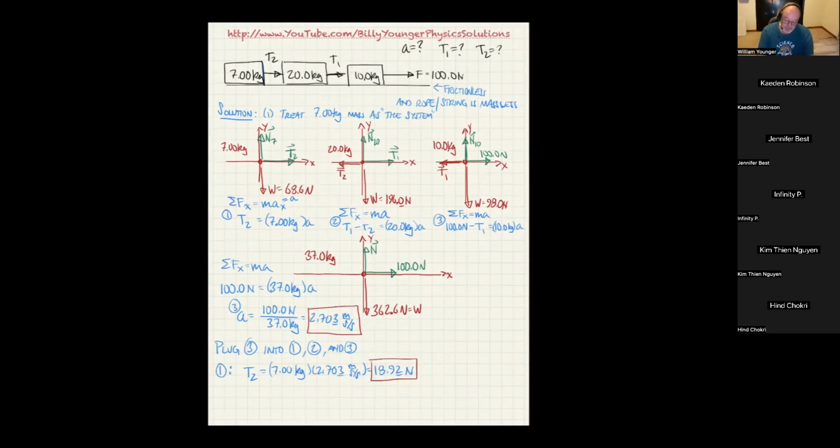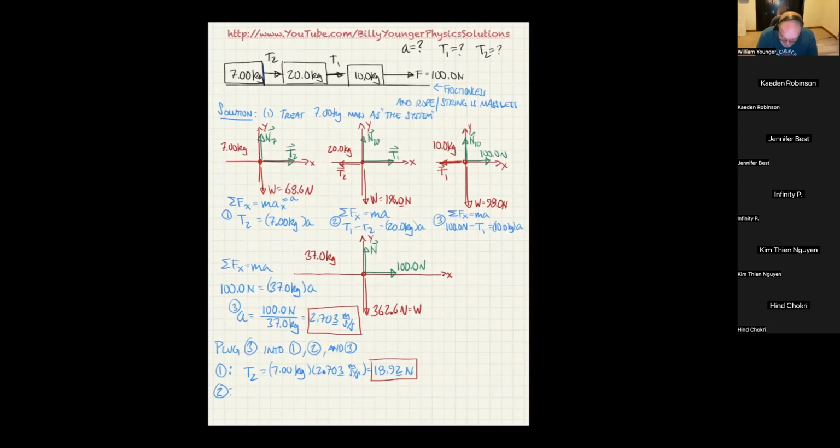So that's 18.92. Notice that that tension happens to be exactly what's necessary to accelerate a 7 kilogram object at 2.703 meters per second squared, because clearly it came from multiplying 7 times 2.703. So that's a little bit of the physics that we're learning here, that the individual tension in the rope is only responsible for the things to its left. Okay. So now I'm going to plug this in 2.